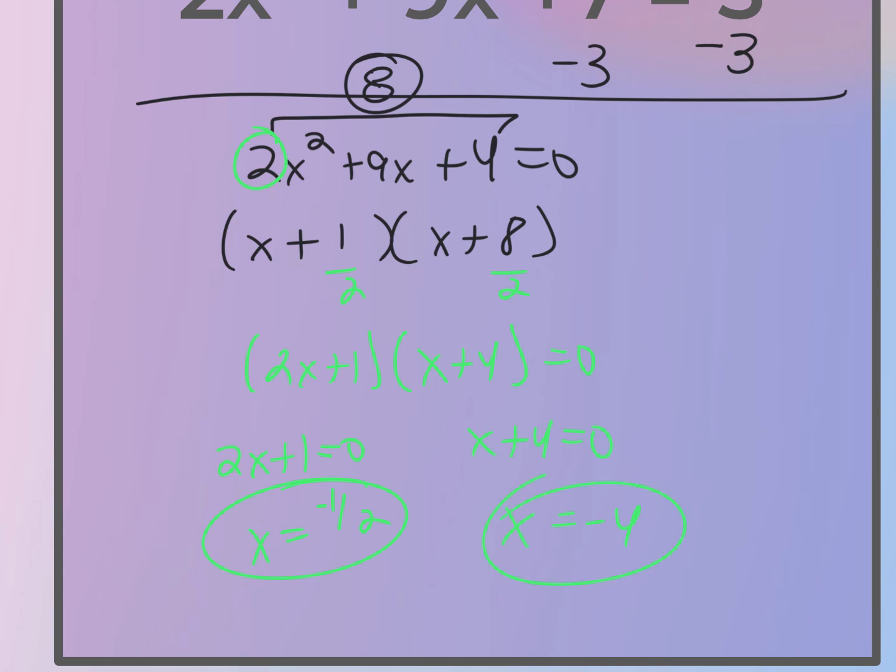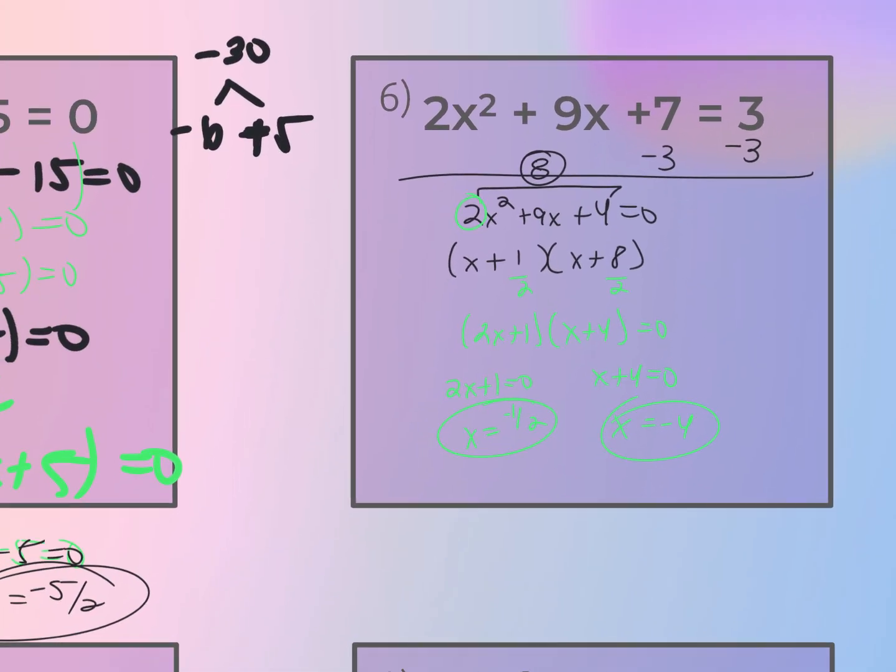negative 4. Wait, I put negative 0.5. Is that also correct? Or does that have to be in a fraction? Let's leave it in fraction form. Mathematically, that's correct, but just go ahead and leave it as a fraction.